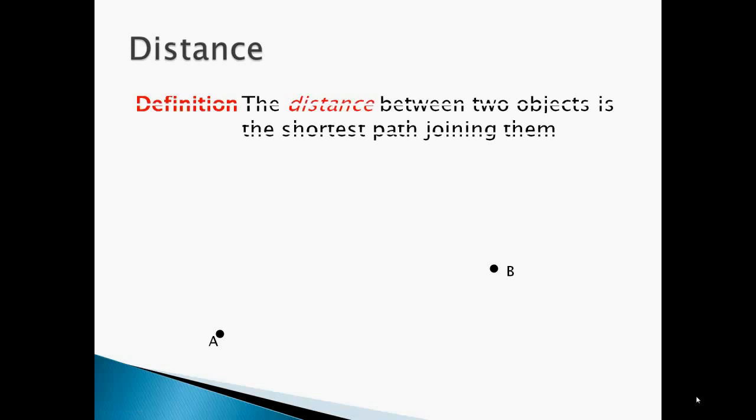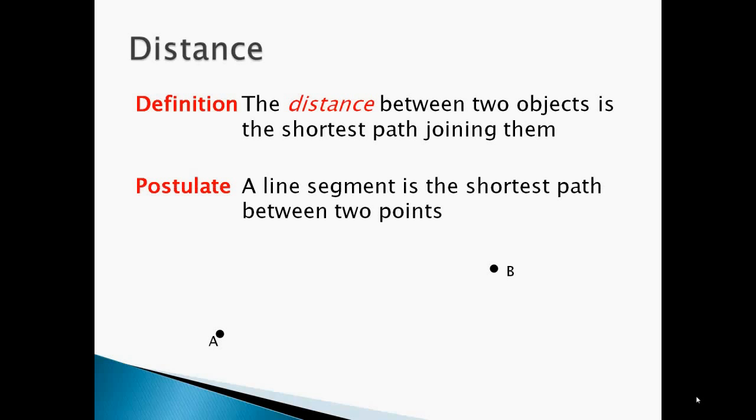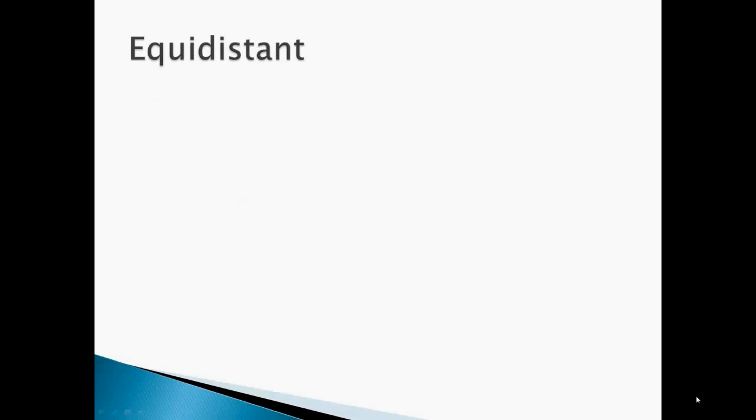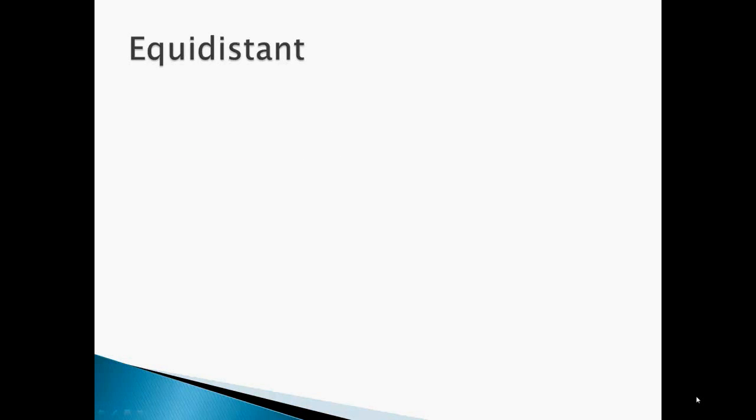Okay, distance. Definition: distance between two objects is the shortest path joining them. And the postulate that goes along with it is a line segment is the shortest path between 2 points. We know this, pretty fairly straightforward, but where that comes into play is equidistant. Now, I know we've touched on that briefly. A bunch of people asked what equidistant meant.